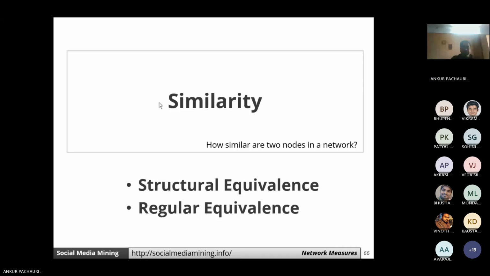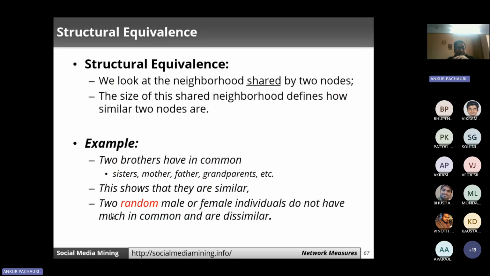Now, we have reached an important part of the graph network measures. We call it similarity. So how similar two nodes are in a network. Now there are two different ways of calculating the similarity. One is structural equivalence and the other is regular equivalence. There's a difference between them.